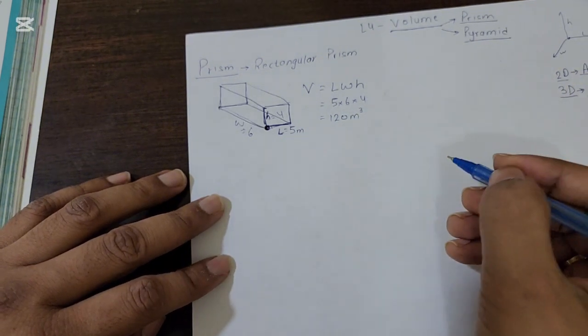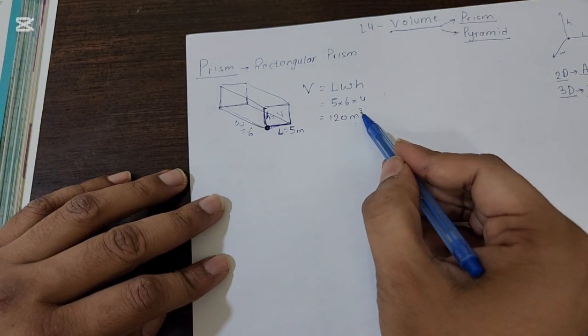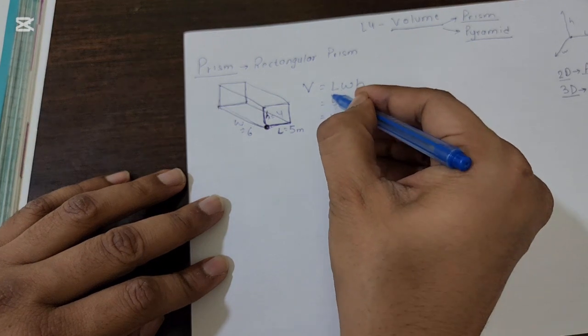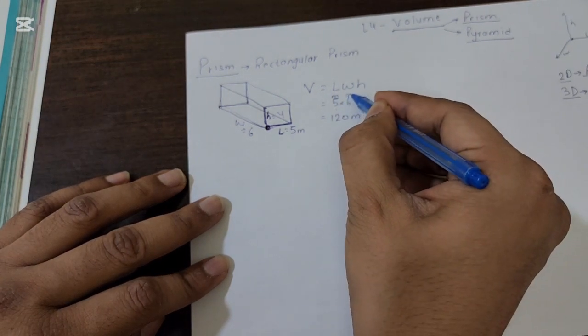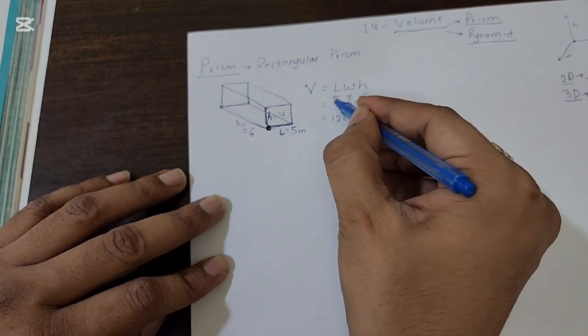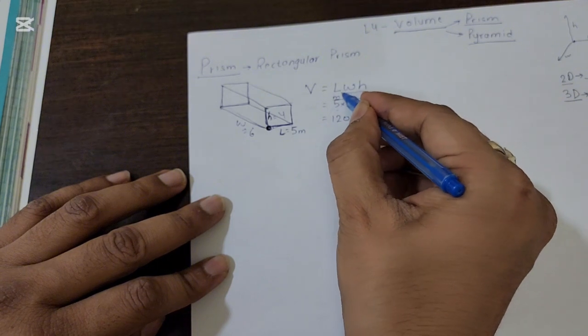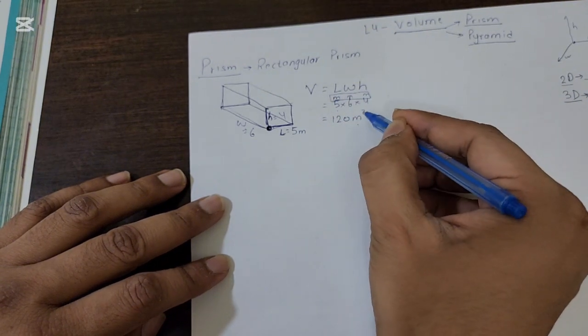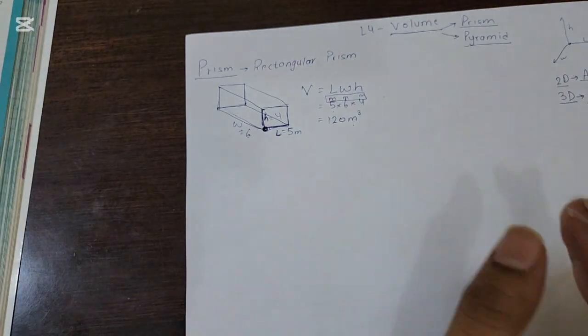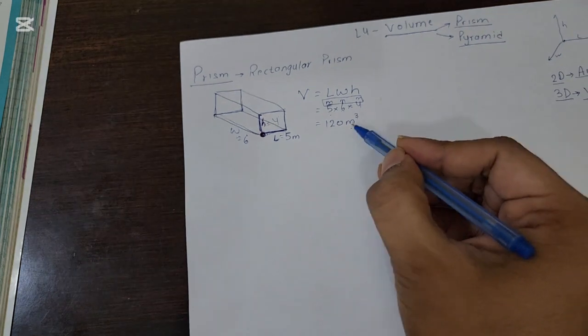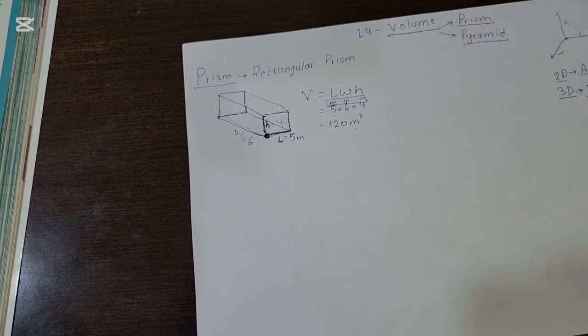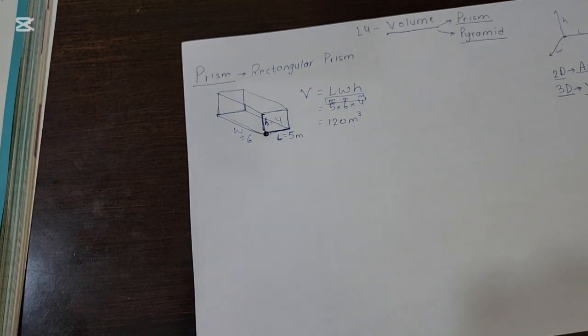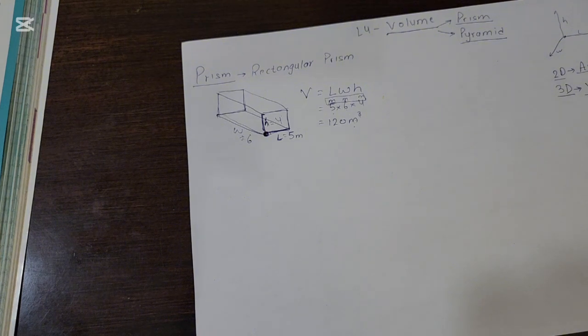Now cube. See, the unit has power 3. Why? Because this 5 is meter, the 6 is meter, and the 4 is also meter. I'm multiplying 3 meter units together, so it will be meter power 3. Whenever you are talking about volume, the unit power should be 3. Whenever you are talking about area, the unit power should be 2. Now this much is clear.